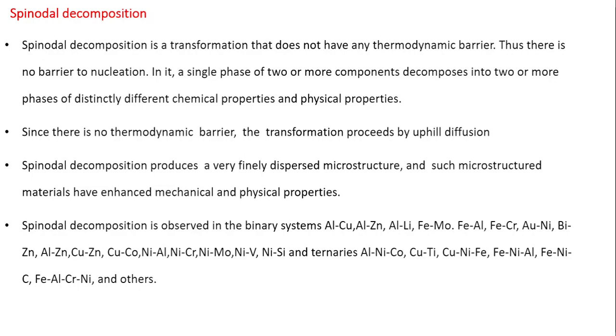Also, spinodal decomposition is observed in several binary alloys. Examples are aluminum-copper, aluminum-zinc, aluminum-lithium, iron-molybdenum, iron-aluminum, iron-chromium, gold-nickel, bismuth-zinc, copper-cobalt, nickel-aluminum, nickel-chromium, nickel-molybdenum, nickel-vanadium, nickel-silicon, and ternaries such as aluminum-nickel-cobalt, copper-nickel-iron, iron-nickel-aluminum, and iron-nickel-copper, then the quaternary alloy iron-aluminum-chromium-nickel, and many others.